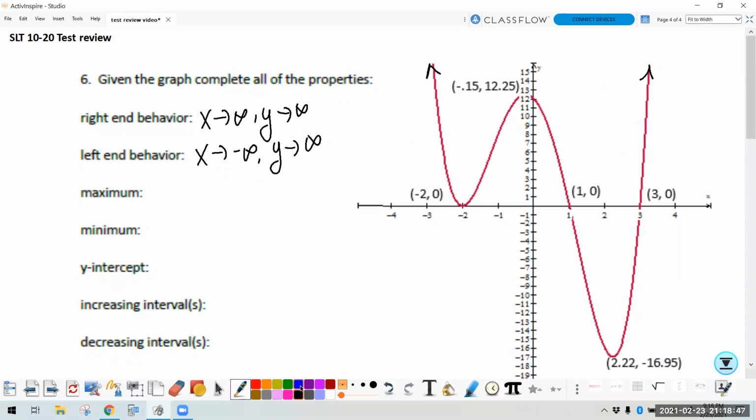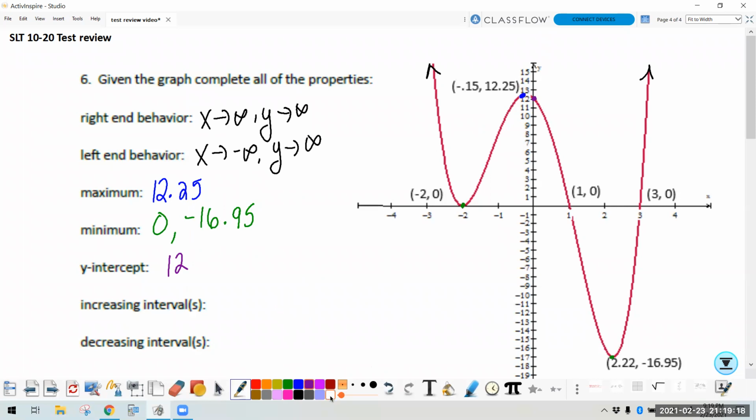Maximum and minimum, you're only listing the y values. The maximum is right here, and that point is labeled 12.25. There are 2 minimums. This y value is 0, and this y value is negative 16.95. The y-intercept is 12.